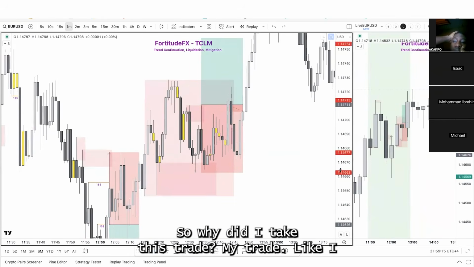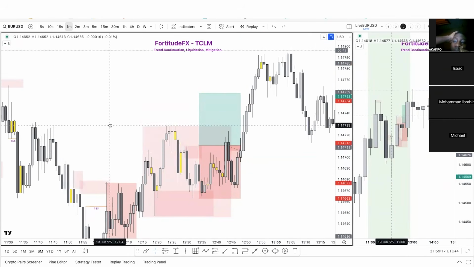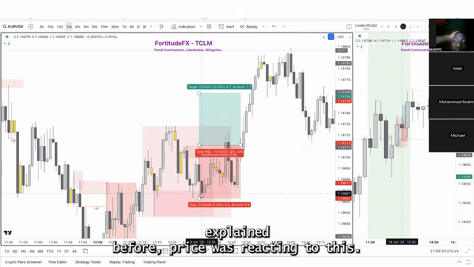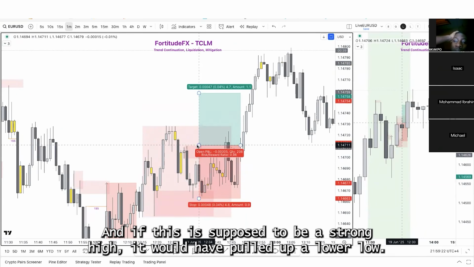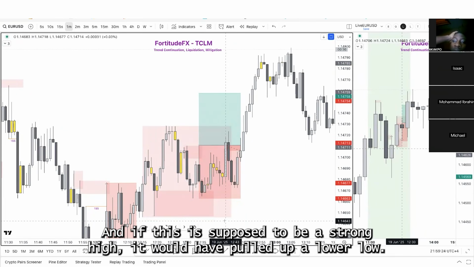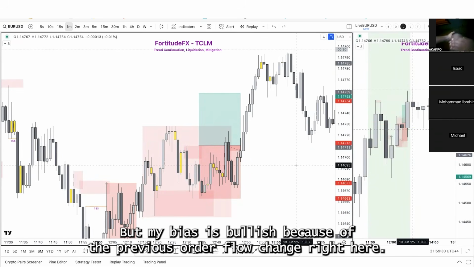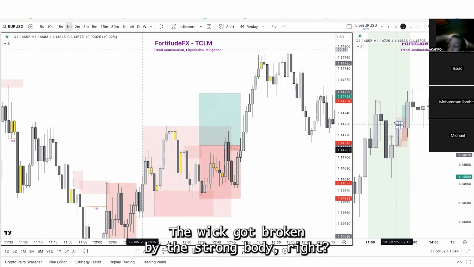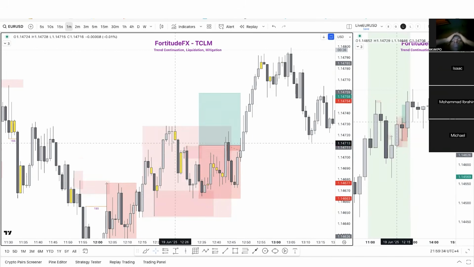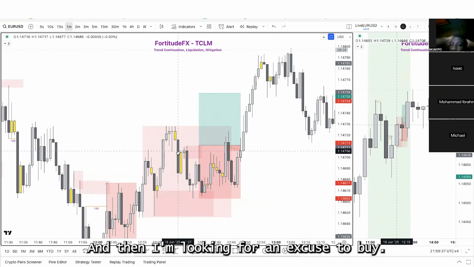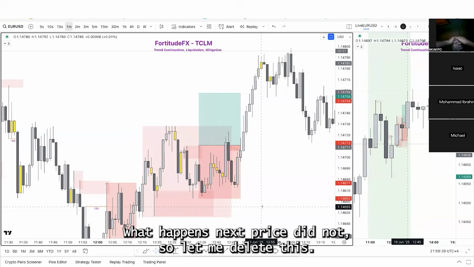Okay, so why did I take this trade? My trade, like I explained before, was price was reacting to this, and if this is supposed to be a strong high, it would have pulled up a lower low. But my bias is bullish because of the previous order flow change. Right here, the break got broken by this strong body, and then I'm looking for an excuse to buy. So I place this. What happens next?